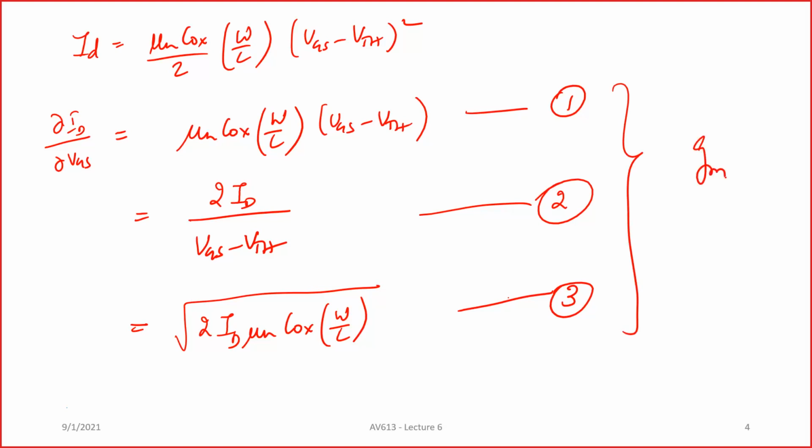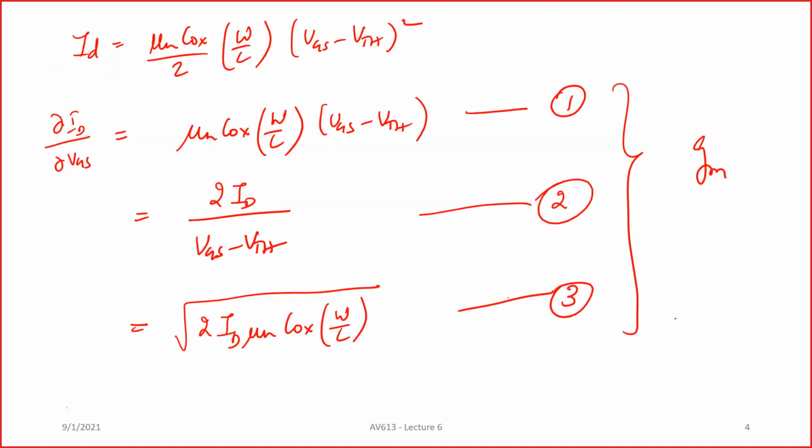All right. Now the first thing that we notice here is, what are the things that GM depends on? First of all, it depends on your W by L ratio. For a given process, your mu n C ox and all is constant, right? Your VTH is also constant. You don't have any control over it. In fact, as a designer, the things that affect GM that you have control over, first and foremost, the W by L ratio, right?